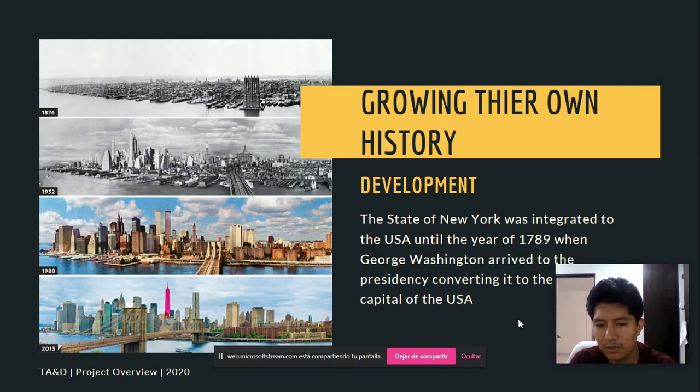The development of New York was integrated into the United States of America until the year 1789, when the elected George Washington arrived to the presidency, converting it to the federal capital of the state. It wasn't until it was moved to what we know nowadays as Washington, D.C., where you can recognize it by where the White House is located.